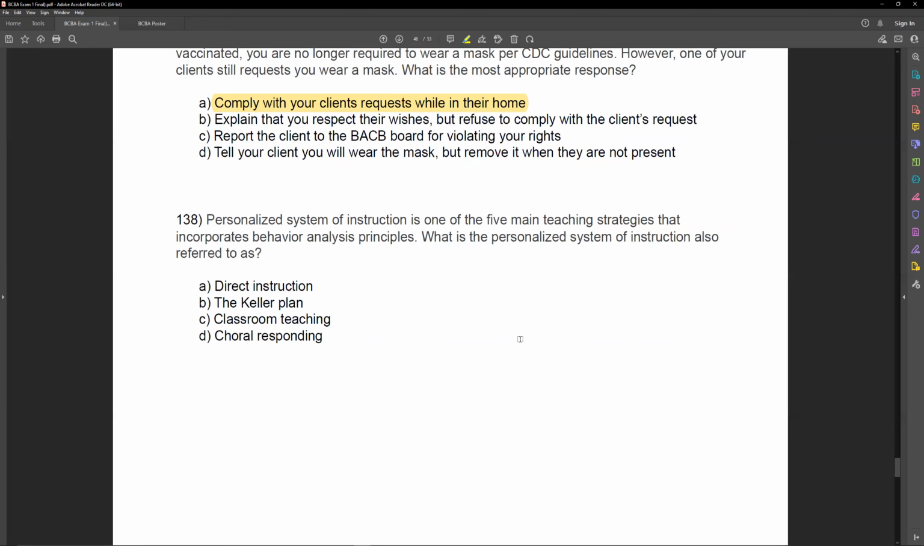Personalized system of instruction was developed by Keller, okay? So what is it also known as? It's also known as the Keller plan. This one's very easy, okay? I think, honestly, most people at this point, if you're getting ready for the exam, you know what PSI is and you know who developed it. So pretty straightforward question, pretty easy question, okay? It's just to reemphasize the importance of knowing the 5 types of teaching in ABA, what makes up each of those styles of teaching, and who developed them, okay? You need to know those things.